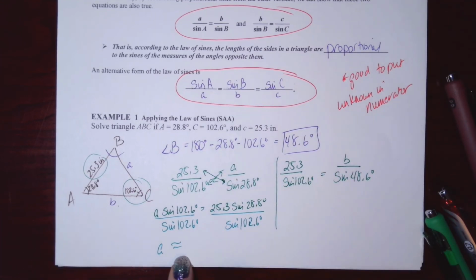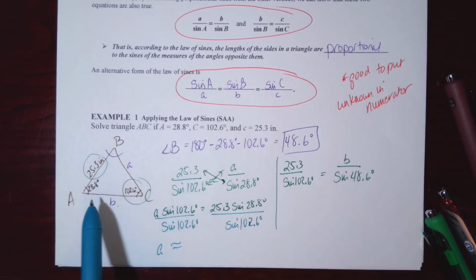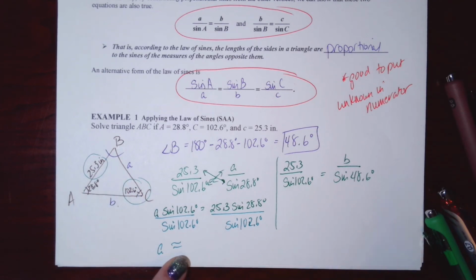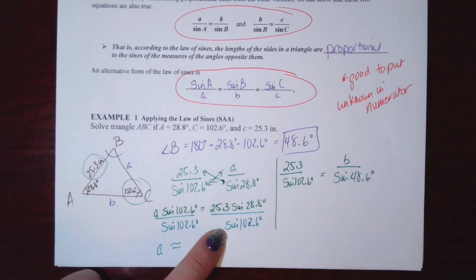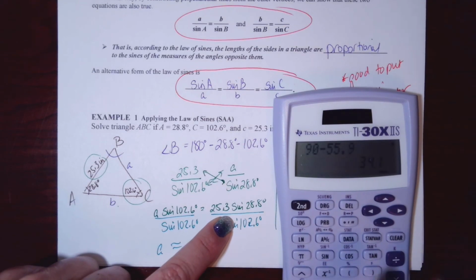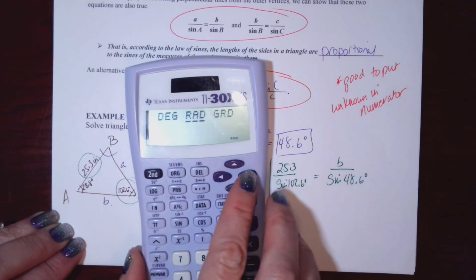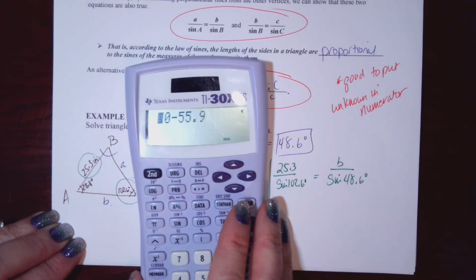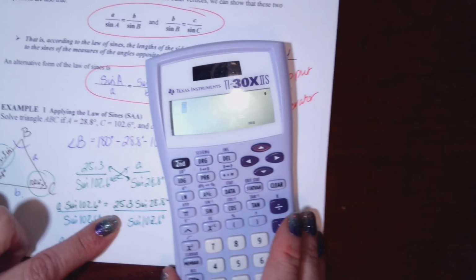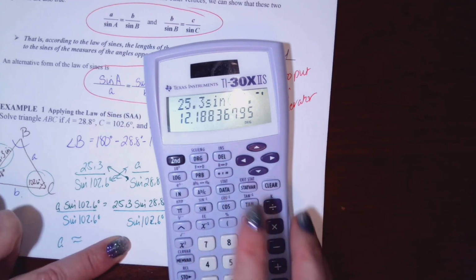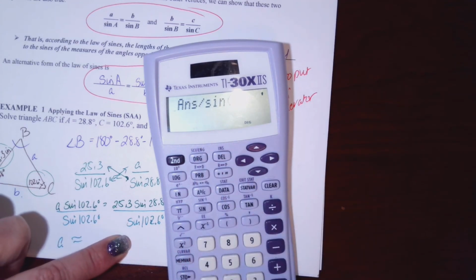Now, it looks like I've got 3 significant digits here. I've got 4 here, but I've got 3 here and here, so we're going to solve for 3 significant digits. We keep one decimal place, typically. In my calculator, mode matters because I'm using a trig function, so I need to make sure I'm in degree mode, so I'm going to need to switch back to degree mode. And I'm going to work this out. So my numerator is 25.3 times the sine of 28.8, and then I need to divide that by the sine of 102.6 degrees.